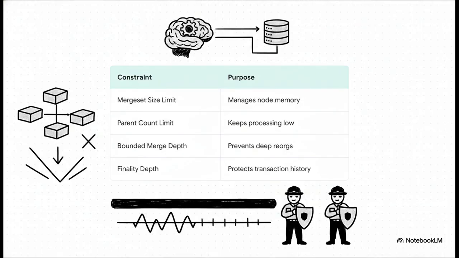And these rules, well, this is the secret sauce. Each one has a very specific job. The merge set size limit, for instance, keeps things manageable for everyday people running nodes.